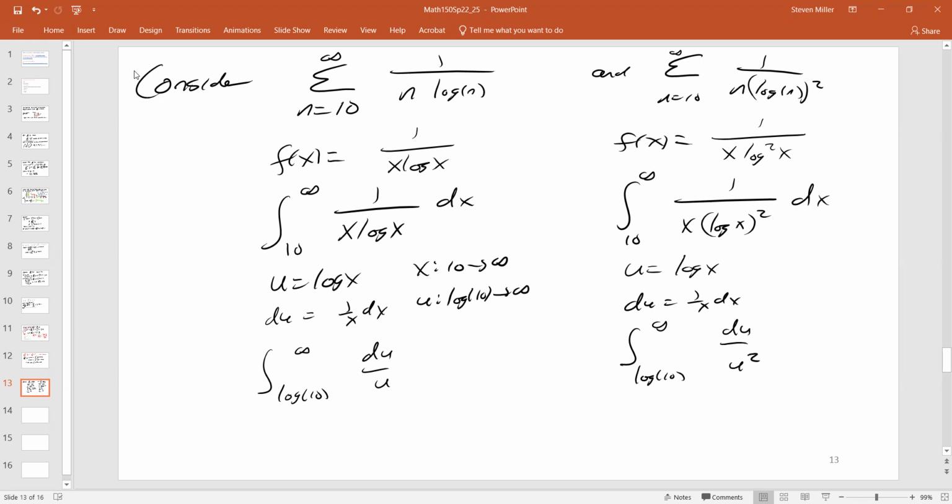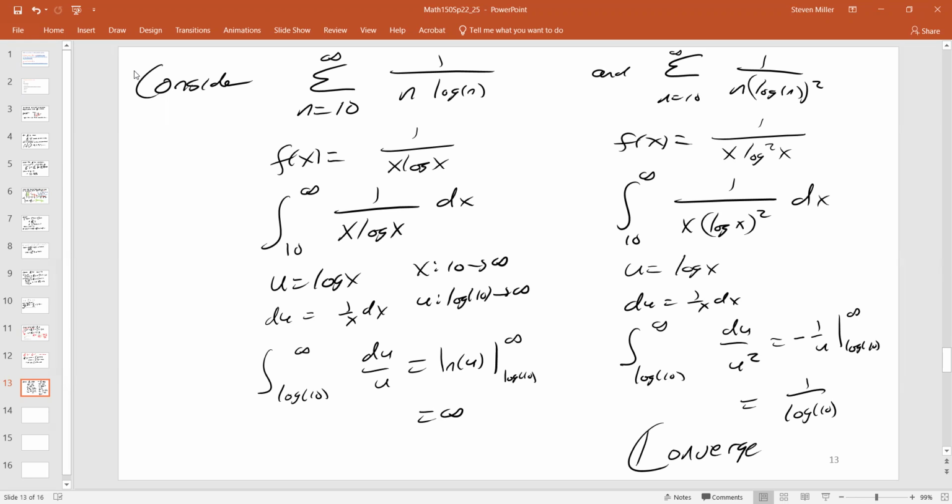So what can you say about the first integral, the du over u? Infinite. So this is just going to be the natural log of u evaluated at the log of 10 and infinity. This is just infinity. Whereas this is going to be negative 1 over u at the log of 10 and infinity. This is going to just become 1 over natural log of 10. So this one converges, this one diverges.